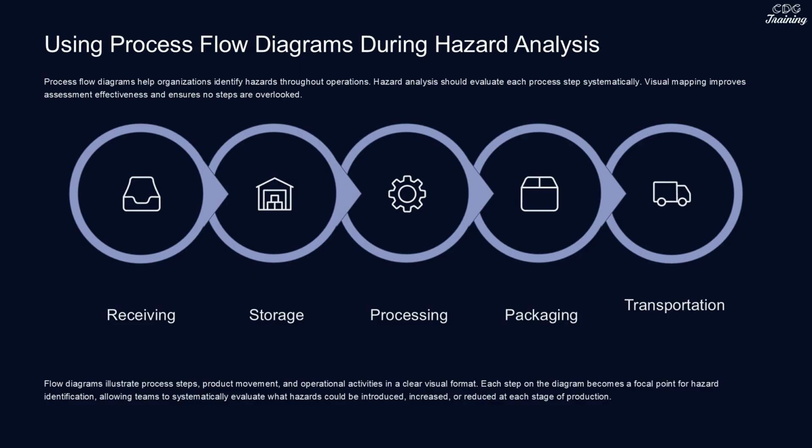Flow diagrams illustrate process steps, product movement, and operational activities in a clear visual format. Each step on the diagram becomes a focal point for hazard identification, allowing teams to systematically evaluate what hazards could be introduced, increased, or reduced at each stage of production.